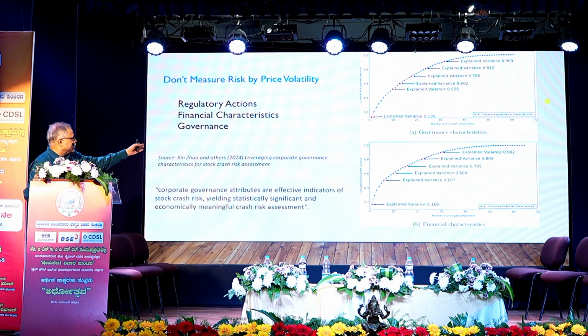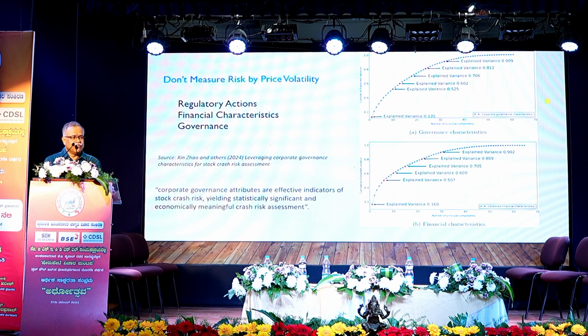So if you look, I just come back, a new study says corporate governance attributes are effective indicators of stock crash risk. Why a stock is falling is not the price volatility alone, it is the governance variables. Governance variables means one of the directors or one of the promoters will sell away a larger part of the stock, which we don't know at all. And what happens? Or there may be differences of opinion within the governance. Or somebody may be trying to exploit.